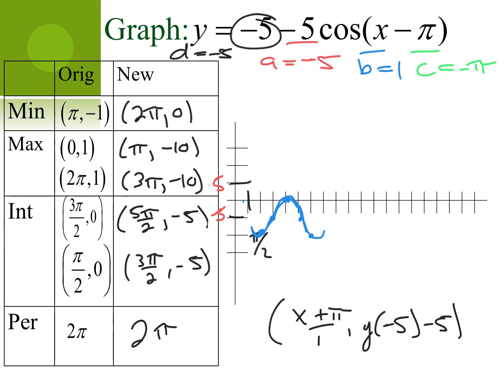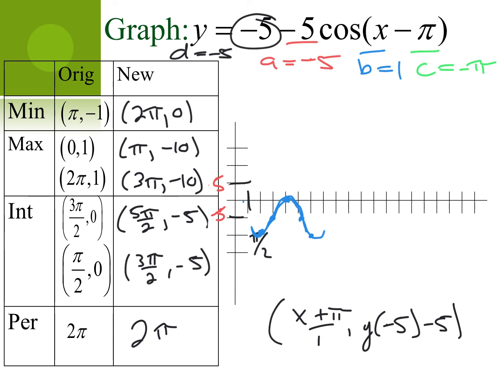When we apply all of those changes, we're going to see we have x plus pi for all of our x values, and then y times negative 5 minus 5 for all of our y values. Looking at what I got for my new minimum, because it got reflected, it actually became a maximum of 2 pi comma 0. For my maximums, those both became minimums. We had pi, negative 10, 3 pi, negative 10. And then for your intercepts, we have 5 pi over 2, negative 5, and 3 pi over 2, negative 5. And then for your period, it is again going to be 2 pi.